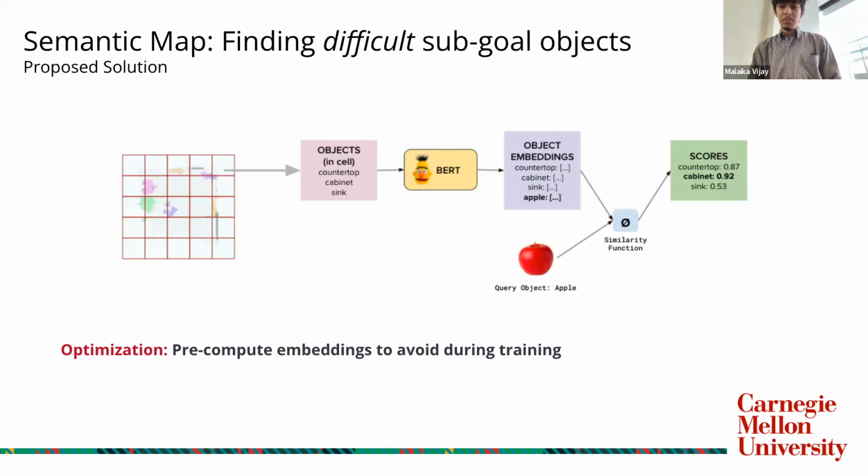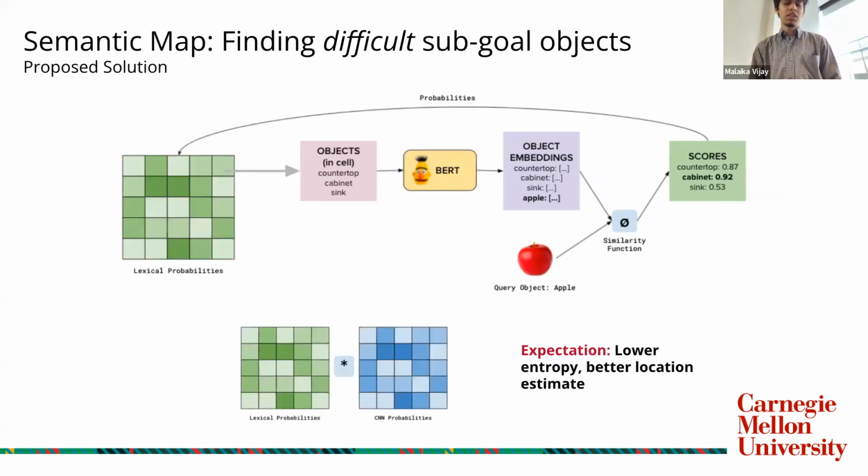The scores that we see right now, 0.87 and 0.92, are similarity scores with the apple. We see, as an example, the cabinet has a higher score. So we can estimate that these scores are good representations of how likely an object is to be present in that position. We apply a simple 2D softmax to get probabilities over the entire search space. We combine this with the convolutional probability to get, hopefully, a better representation, which has lower entropy and more accurate location estimates.